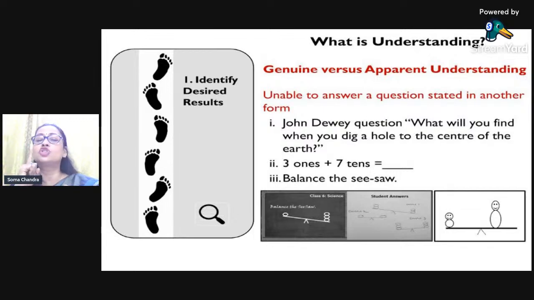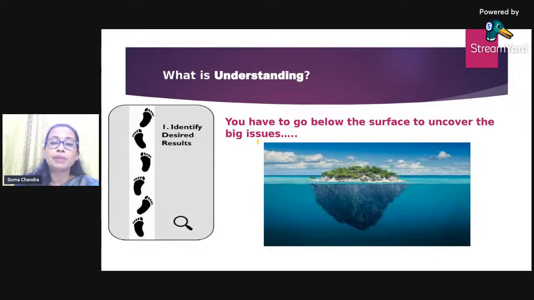So next time we are going to change our strategies. Next time we are going to plan, and we are going to do backward planning. What we want our students to understand: genuine understanding. So, going below the surface to uncover the big issues. This phrase emphasizes the importance of deep analysis rather than just addressing the superficial symptoms of a problem in education. It means moving beyond the surface learning to develop critical thinking and deeper understanding. These are the two key terms: critical thinking and deeper understanding.